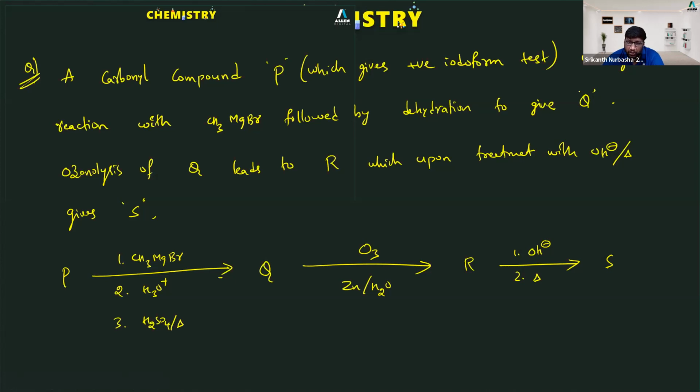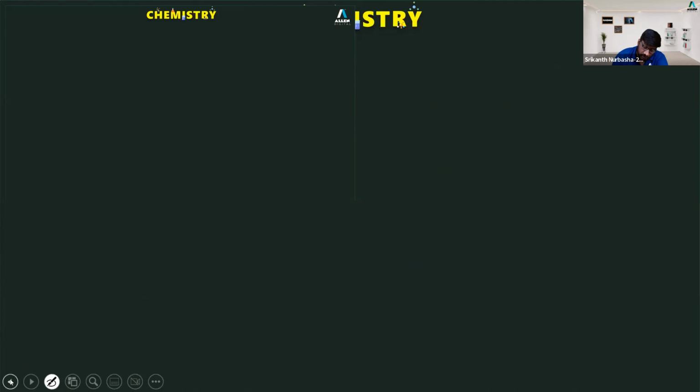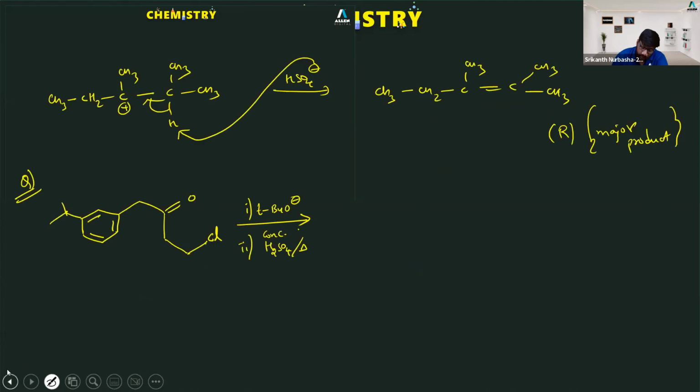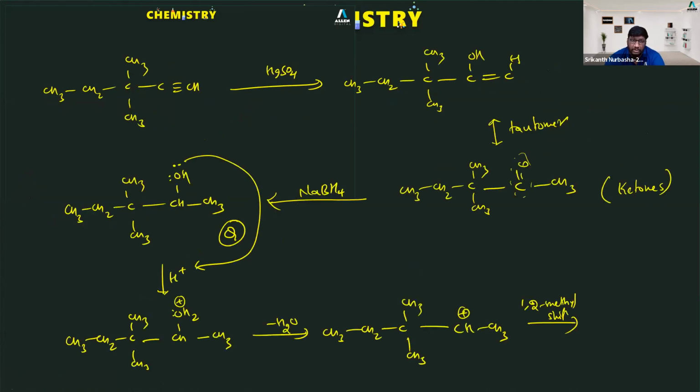What are P, Q and R? That's the question. The ultimate question will be: what is P, what is Q, what is R? So let us go with the previous question first. Can anyone solve this question? What happens in the first step?